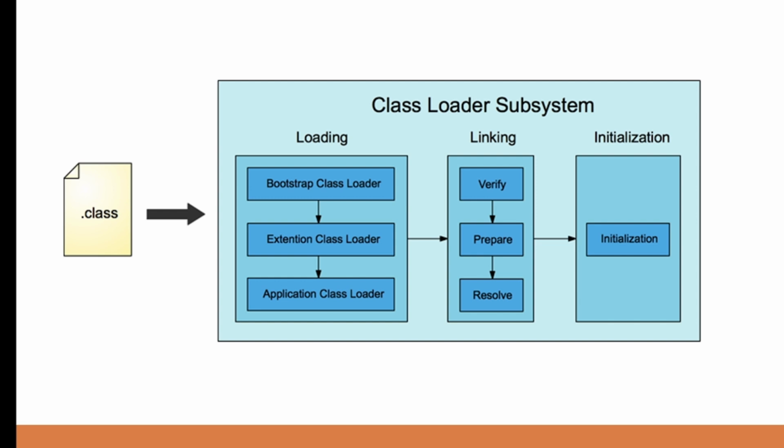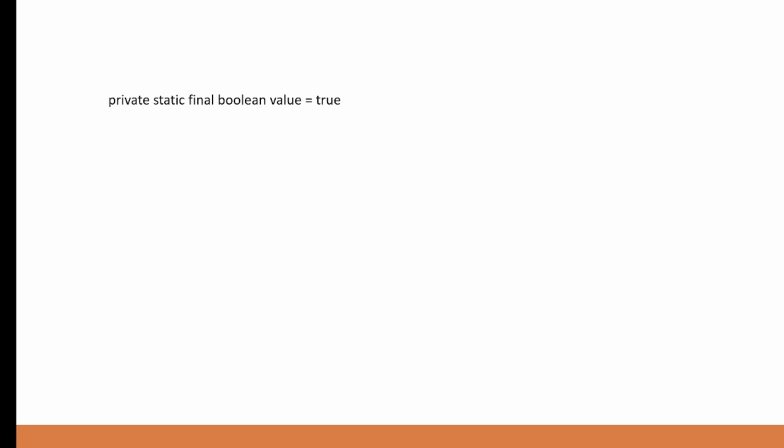That's what verification is. In the preparation step, the JVM allocates memory for the static fields of a class or interface, and initializes them with default values. For example, consider that in our class we have defined a field like this: private static final boolean value = true. We have defined the value field as static. So in the preparation phase, the JVM allocates memory for the field value and then initializes the field with the default value. Here the type of value is boolean and the default value of boolean is false. So in the preparation phase, the value field is initialized with false. And that's what preparation means.